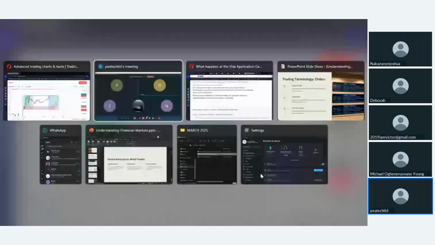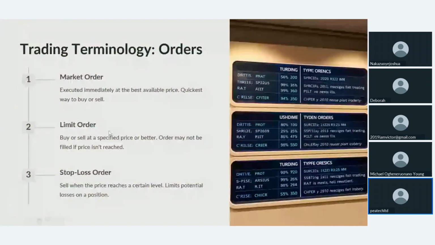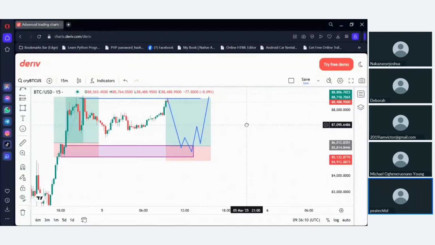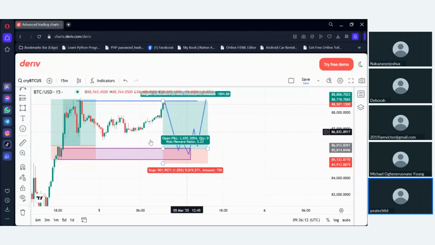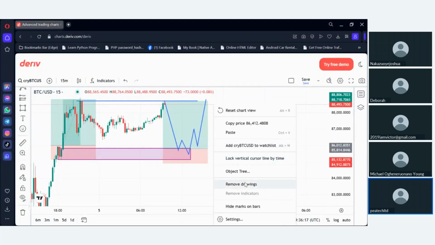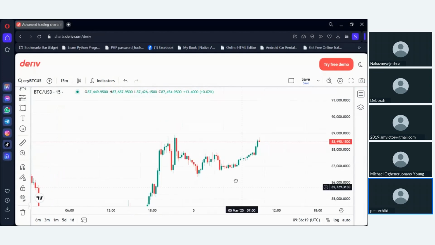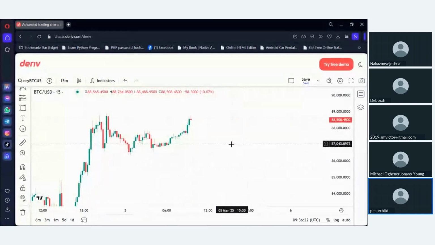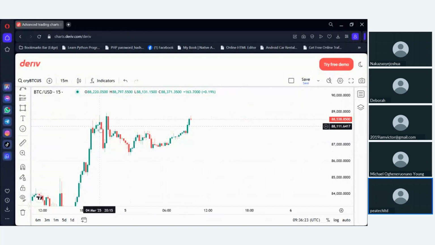So when we are trading, we have the limit order, right? And the limit order can be either a buy stop, a sell stop, buy limit, or a sell limit, right? So let me explain those terms. First, we have buy stop. Let me delete all the drawings. Okay, so the first one I want to explain now is a buy stop.